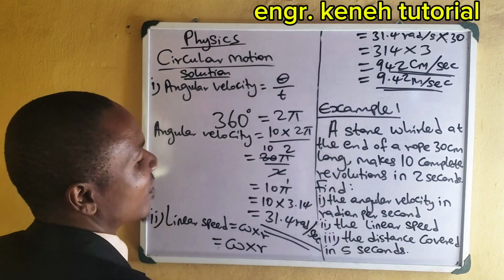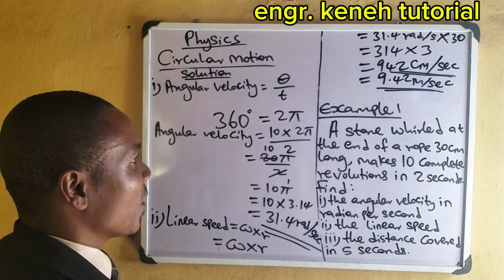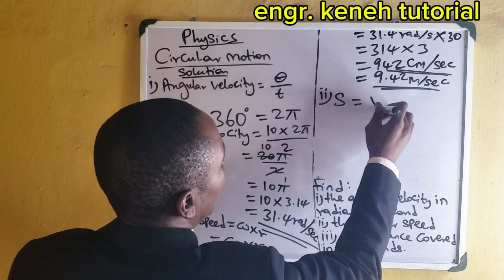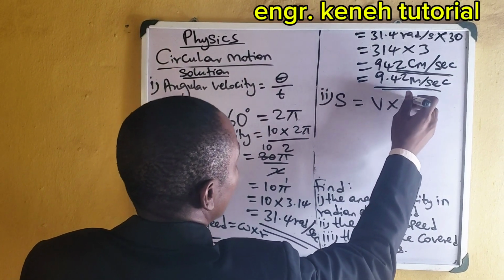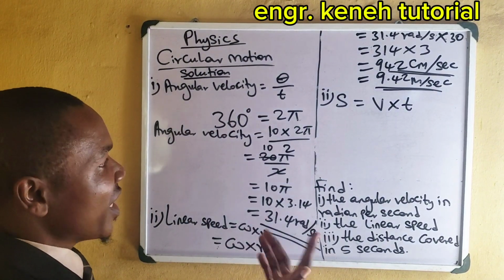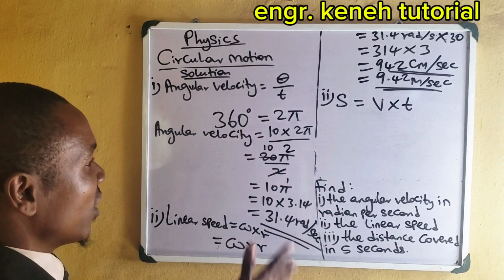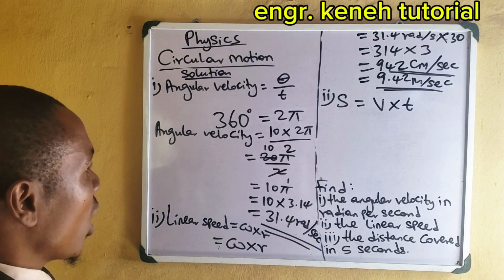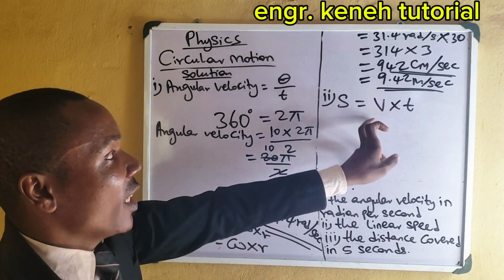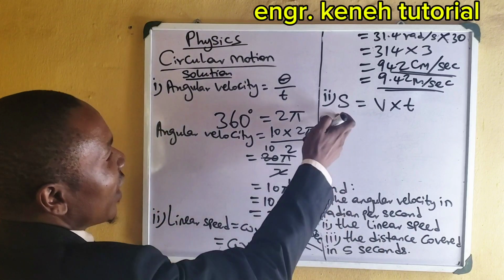Next, they said you should calculate the distance covered in 5 seconds. Distance s is equal to speed times time. Speed times time will give you the distance, because speed is equal to distance over time. So if you want to find the distance, it should be speed times time. Now we have obtained the linear speed, and we also know the time. They gave us 5.